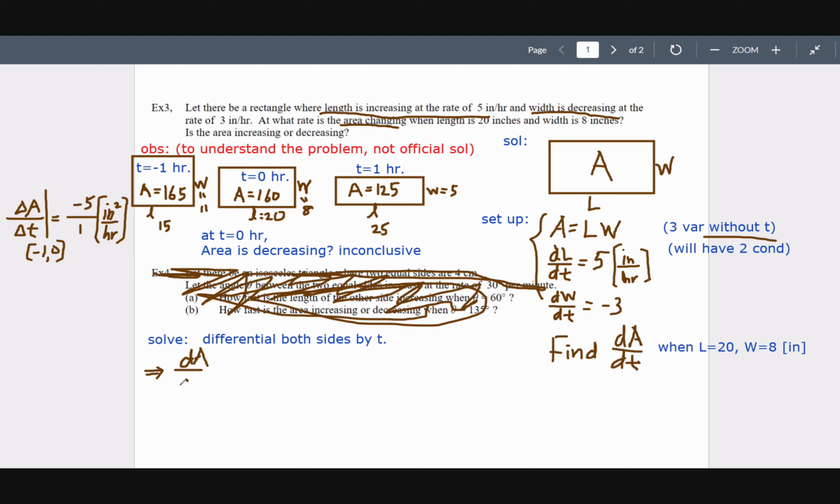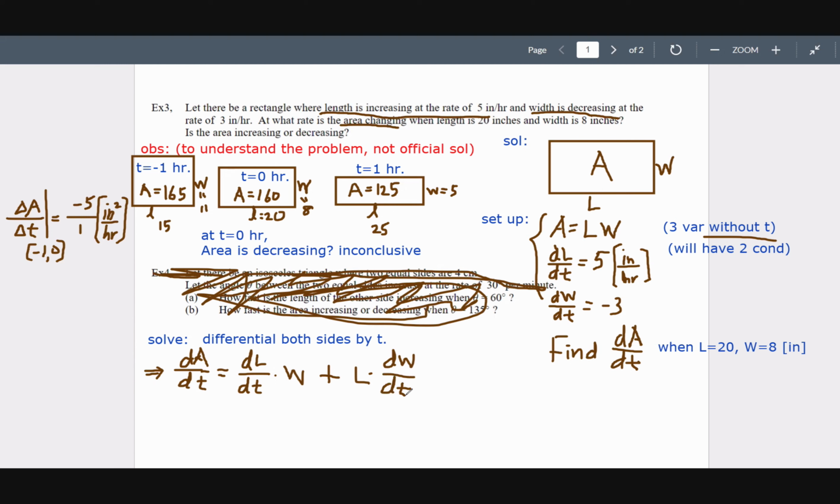So dA/dt is equal to, the right side is now L times W. Of course, A, W and L are all changing with time, so they all depend on time. None of them are constants with respect to time. So now we have a product rule: dL/dt times W, plus F prime G, that will be L times dW/dt. So we now get this.